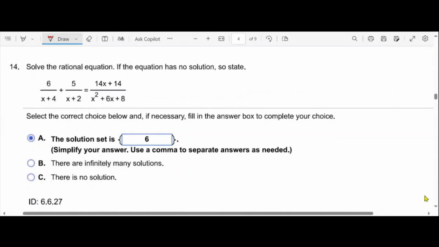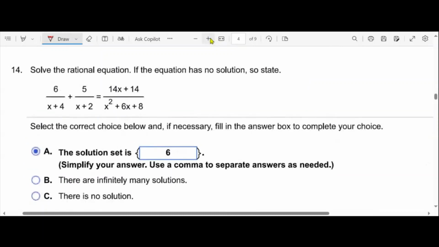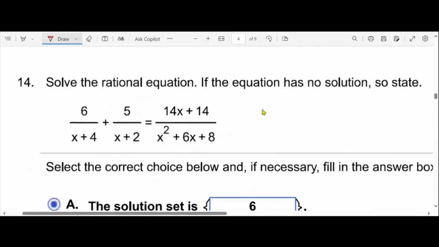Solve the rational equation. If the equation has no solution, so state. 6 over x plus 4 plus 5 over x plus 2 equals 14x plus 14 over x squared plus 6x plus 8. So I need to factor this. Mohanad? Yes, we need to factor it: x and 2 with 4. Okay, fine. Now doctor, the signs will all be plus? Yes, all of it is positive.